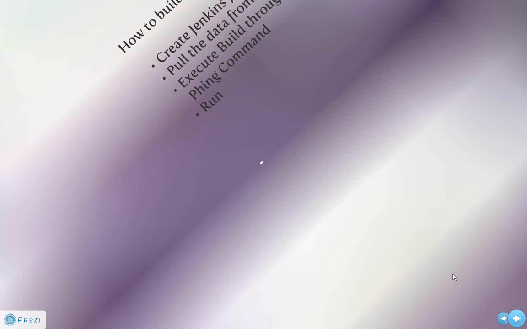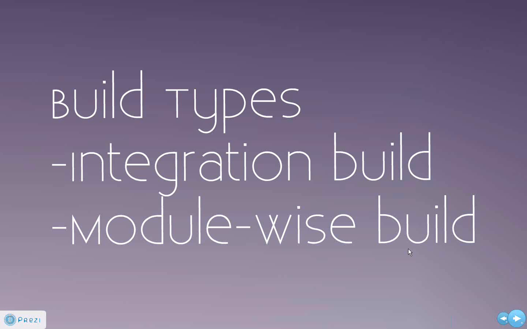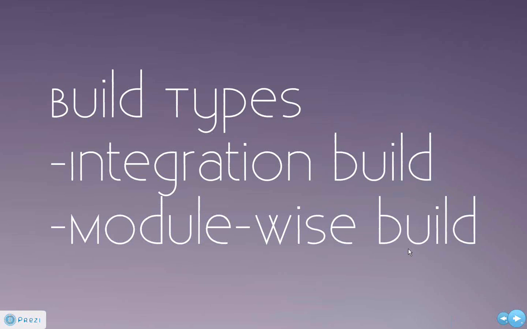So our next step is to do a build and install, build or deploy. This is basically a thumb rule, or you can say the best practices which we used for projects in PHP. The different types of builds which we created for the projects were integration build and module wise build. So let me get into what an integration build is.